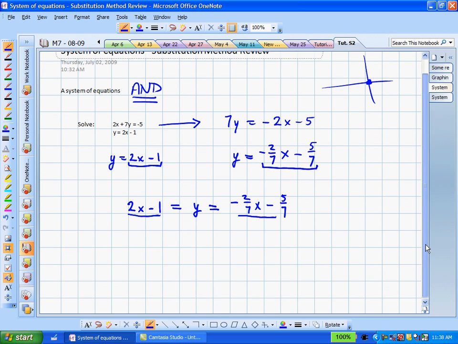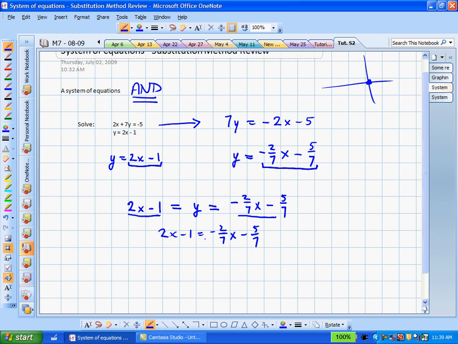So we're going to really solve the equation 2x minus 1 equals negative 2 sevenths x minus 5 sevenths. Then this will tell us what x is, and after we find x, we can plug it into either of these equations. Probably this one is easier than substituting in here, and that'll tell us what y is. Okay, and that's the idea of substitution. We've made y equal to this, but y is also equal to this, therefore these two things must be equal.